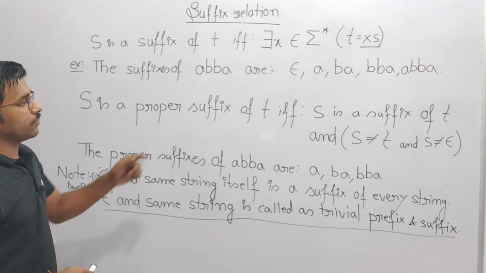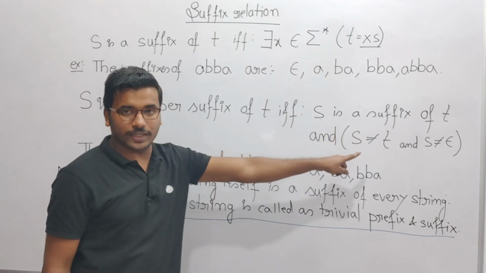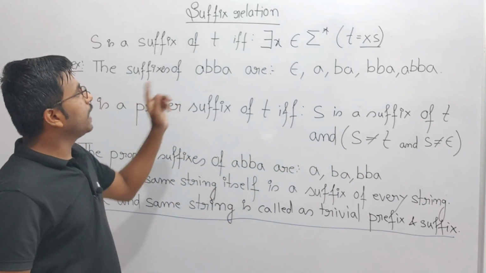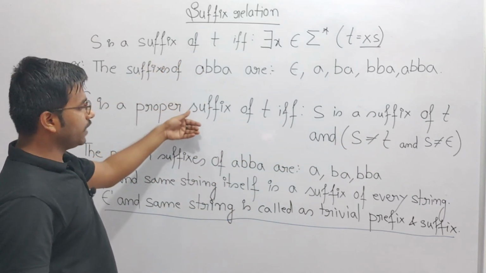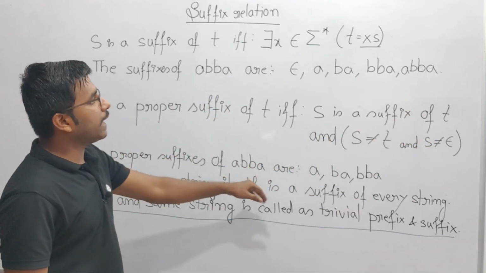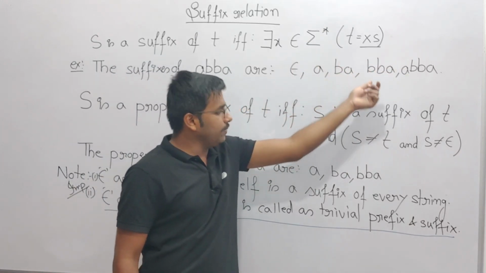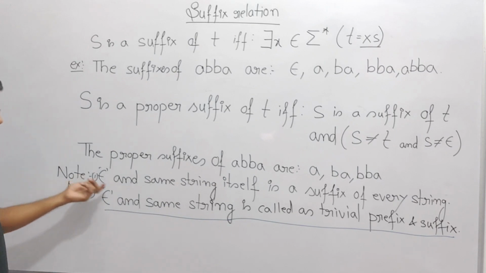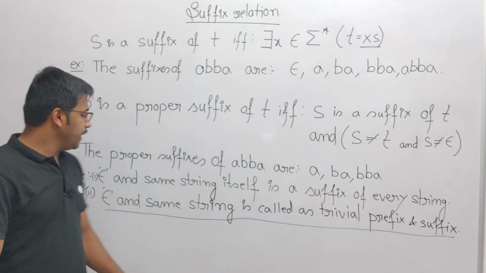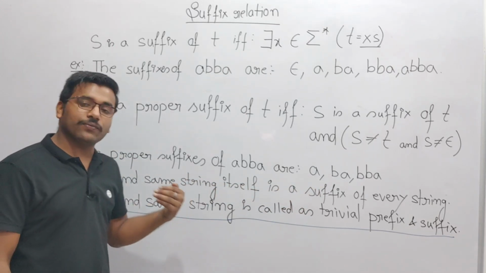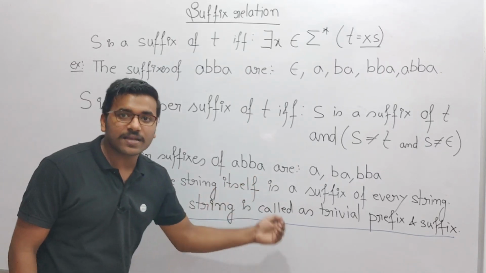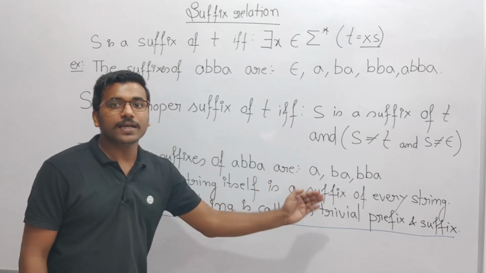Now s is a proper suffix of t if and only if s is a suffix of t, s is not equal to t and s is not equal to epsilon. Similar to the proper prefix, here the proper suffix will not include the same string and epsilon. So the proper suffixes of abba are except epsilon and the same string abba. Epsilon and the same string itself are a suffix of every string, similar to the prefix. This is very important, and that's why they are called trivial prefix as well as trivial suffix.